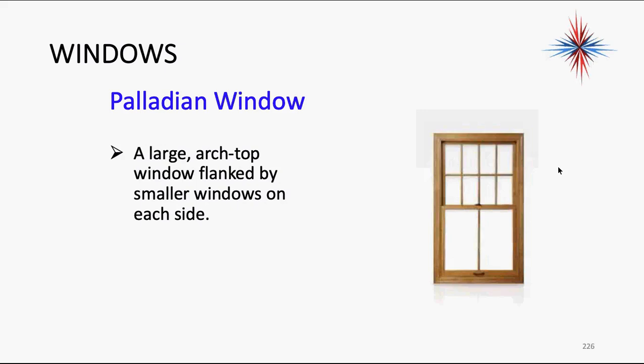Palladian. It's a large arched window flanked by smaller windows on each side. This one isn't showing up exactly right, but it might have a large arched top window up here that comes all the way down. And then sometimes it's flanked by smaller windows on the sides of it.